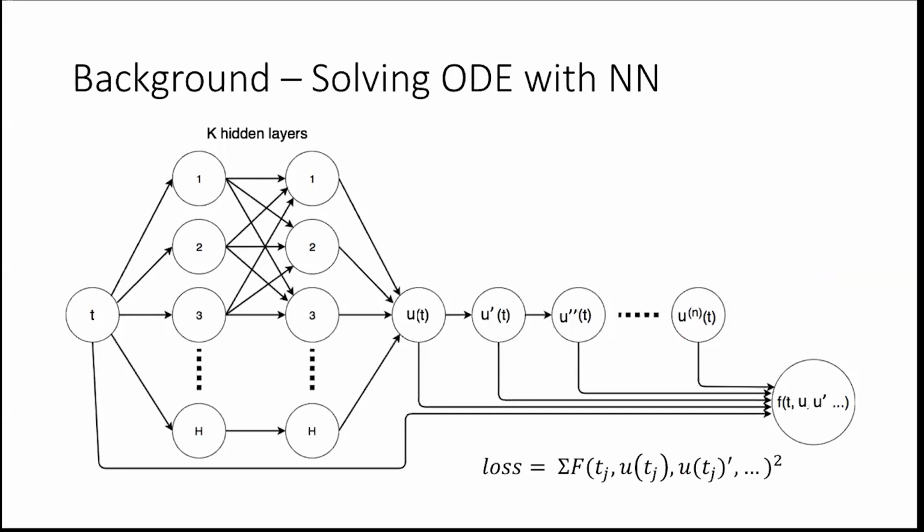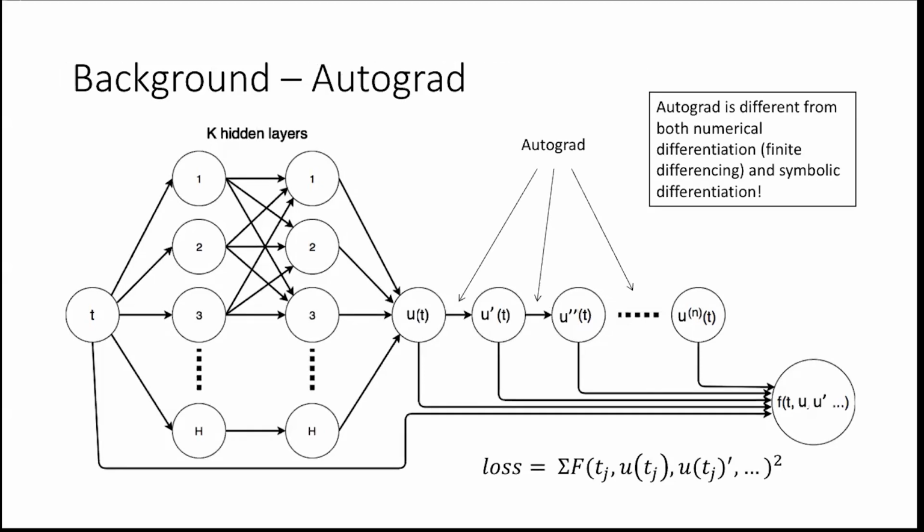The idea is quite simple. We use the neural network as the solution of the differential equation, where in this case we have k hidden layers with h neurons per layer. What we have to do is just learn the parameters of the neural network, and then given a neural u of t, we can easily calculate the derivatives that we need, and then we can compute the loss function, which here is just the square of f. When we minimize this, it means that the differential equation is solved. So that's our goal.